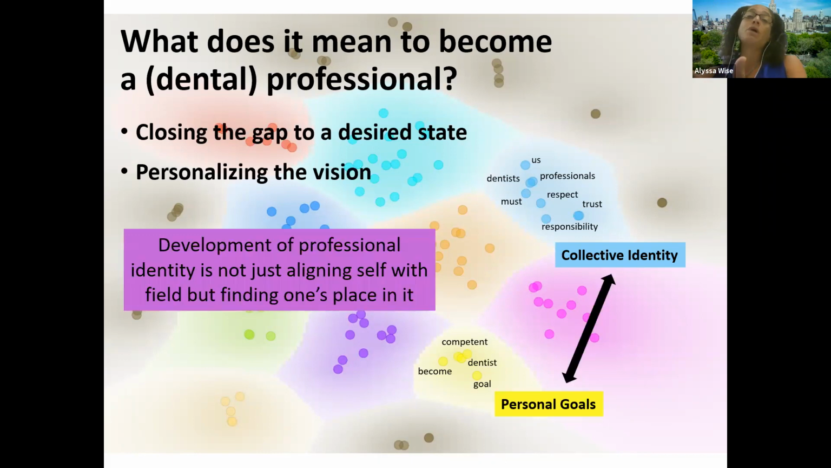And this has led us to a new model of professional identity that has to do with not just aligning yourself with the field, but figuring out your place in it. And now we're trying to think about how do we provide this to the advisor mentors to work with a student so that a student isn't just seen as trying to become this ideal perfect dentist, but gets to engage meaningfully with the questions of what kind of dentist do I want to be.